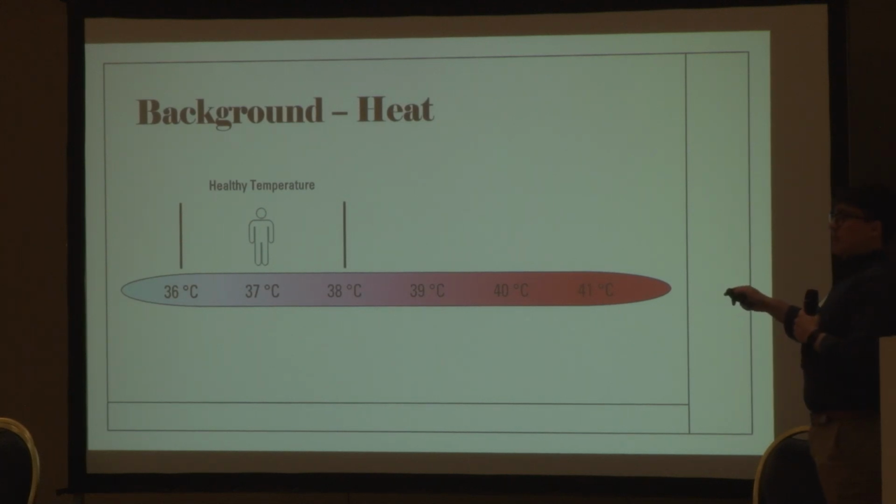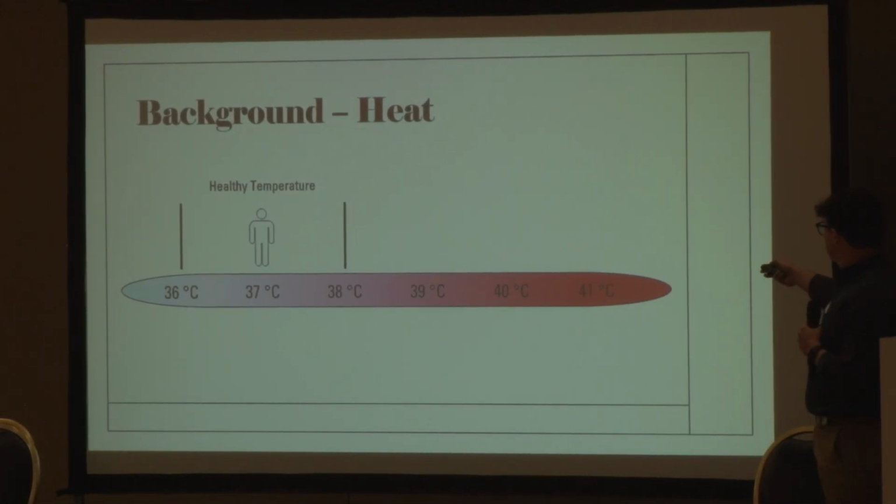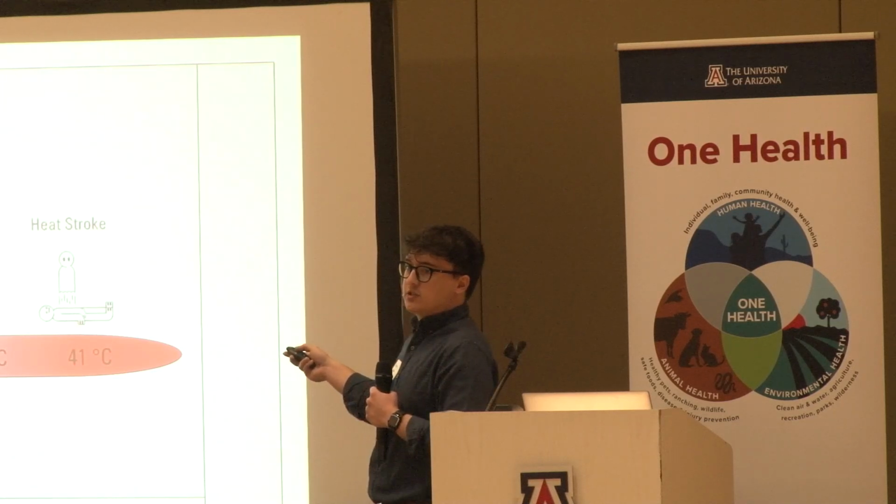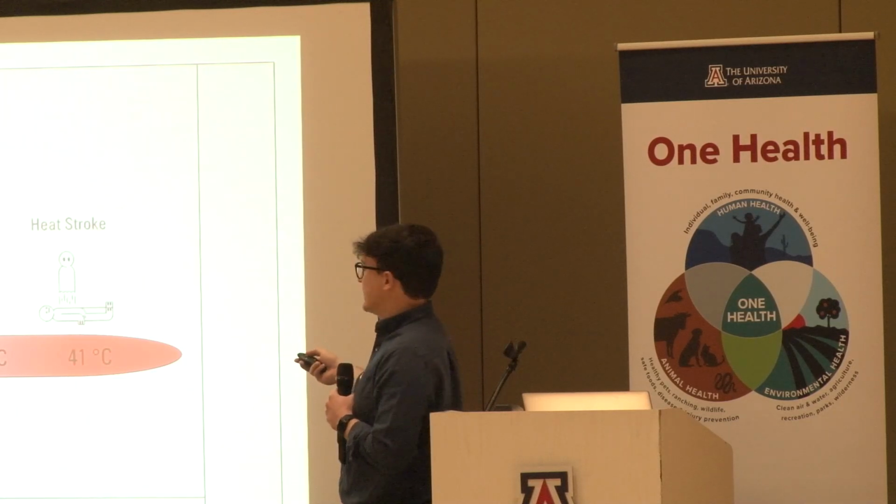And then when we're talking about high environmental heat, probably the first thing you think about is heat stroke. Clinically, we draw the line around 40 degrees Celsius. Anything higher than that is heat stroke. Heat stroke's not great for you. It's a multi-organ dysfunction disease, and it's the deadliest environmental condition to date.